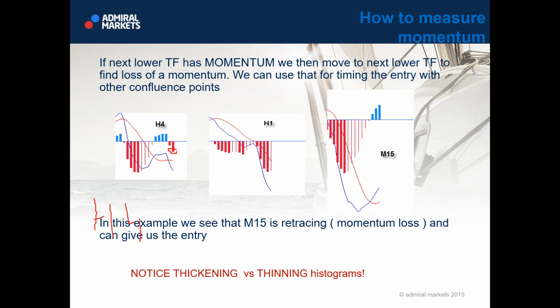If the 4 hour time frame has a thick histogram, you move to the 1 hour time frame. The 1 hour time frame has a thinning histogram. That means the 1 hour time frame is retracing, so you need to move one time frame lower. We don't take 30 minutes because it's too little difference. We need to move 4 times lower, so it's the 15-minute time frame. Below 1 hour, we go to 15 minutes.